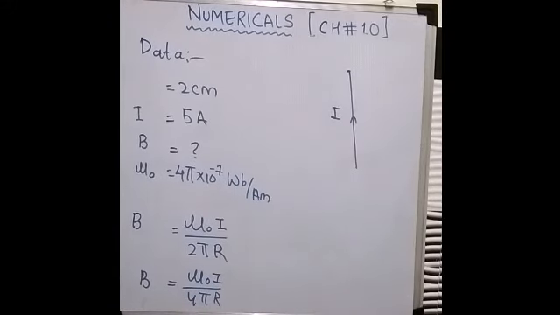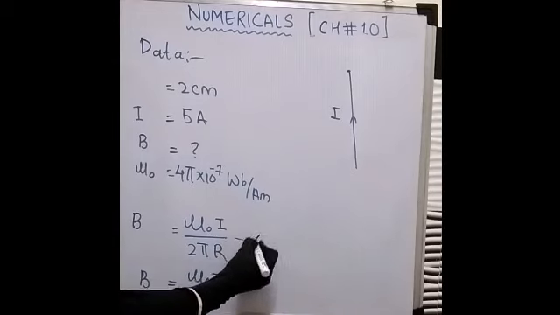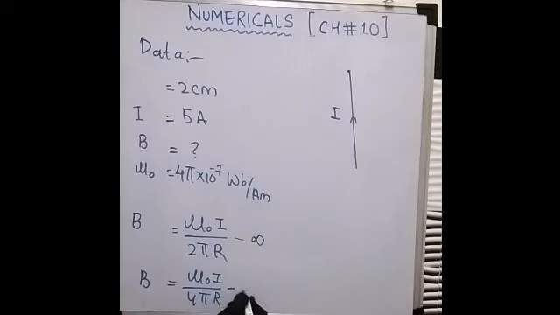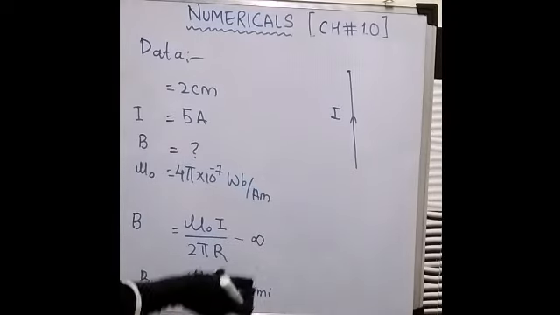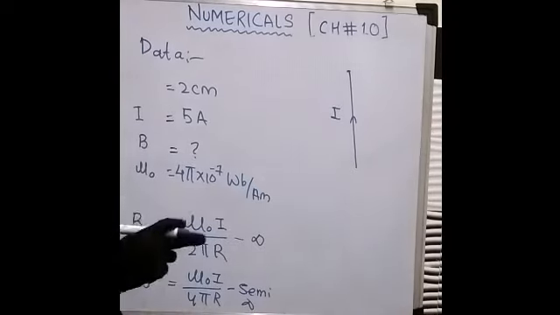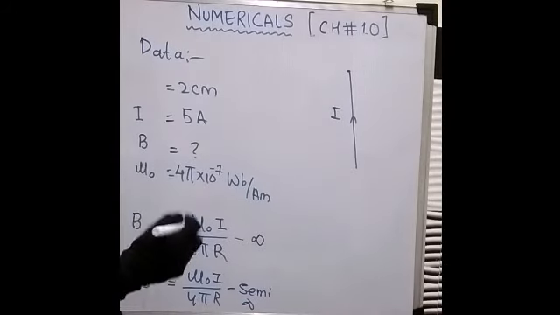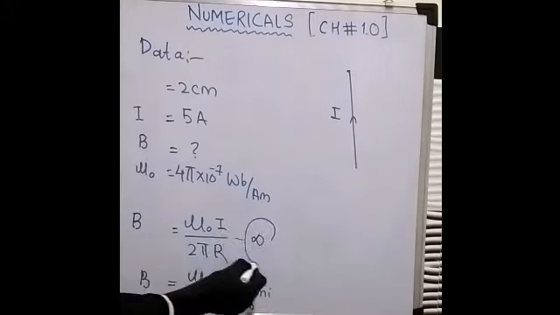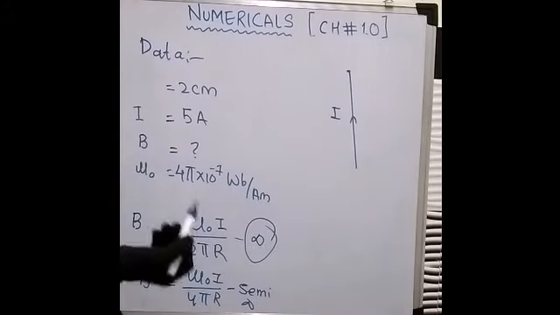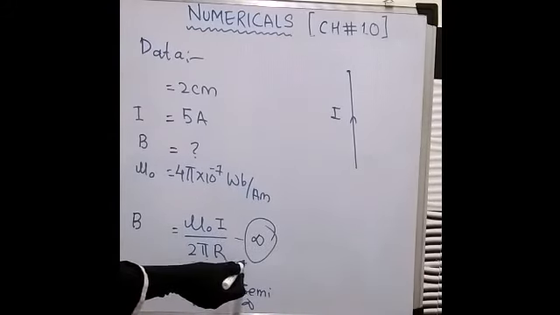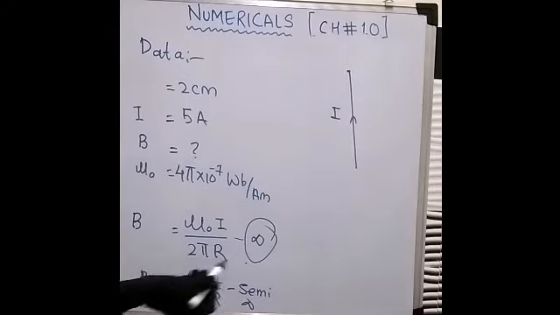See, one is for infinitely long wire, second is for semi-infinite long wire. In your numerical it is not specified whether it is infinite or semi-infinite, but it is given as a very long straight wire. So whenever it is given as a very long straight wire, that means they are asking you for the infinitely long wire. You have to keep this in your mind.